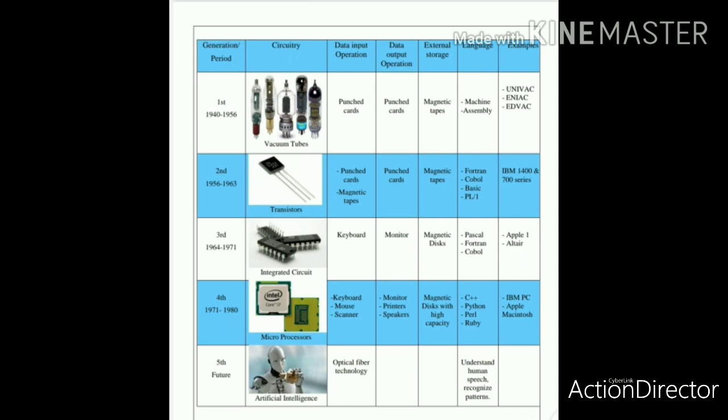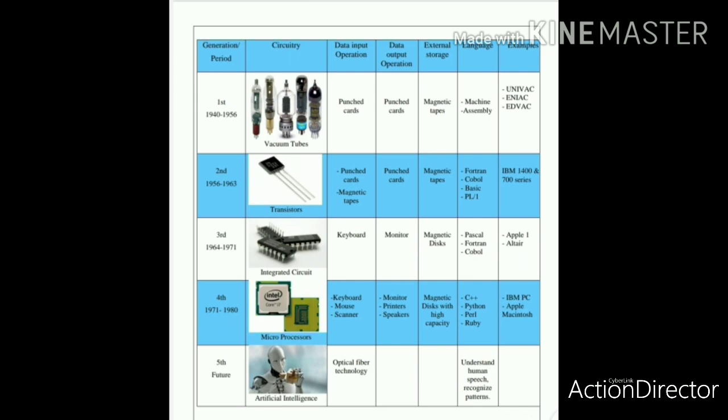The fourth generation of computer is the microprocessor, the computers which we use in today's generation. From 1971 to 1980, these computers are still in use. The input devices were keyboard, mouse, scanner. The outputs are monitors, speaker and printer. The external storage is magnetic disk with high capacity. The languages which they use are C++ and Ruby. Examples of fourth generation computers are Apple, IBM PC and Macintosh. Till today most of the computers we are using are fourth generation computers.